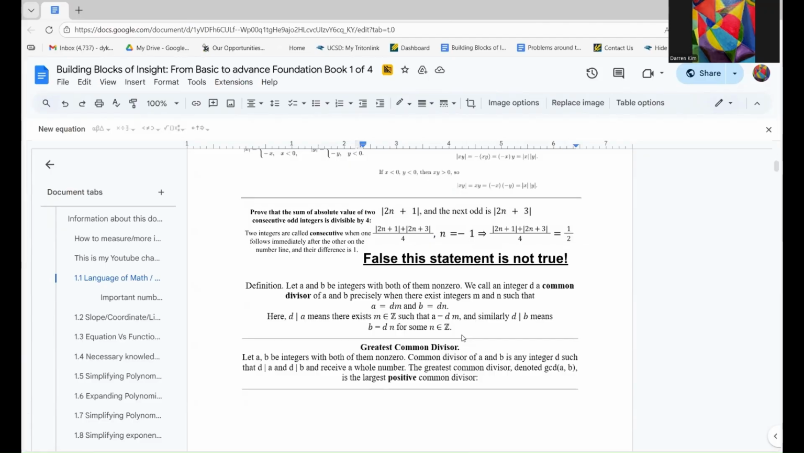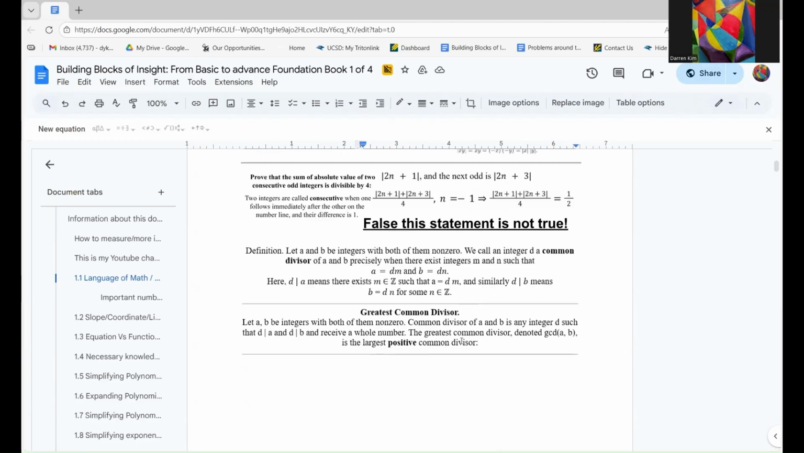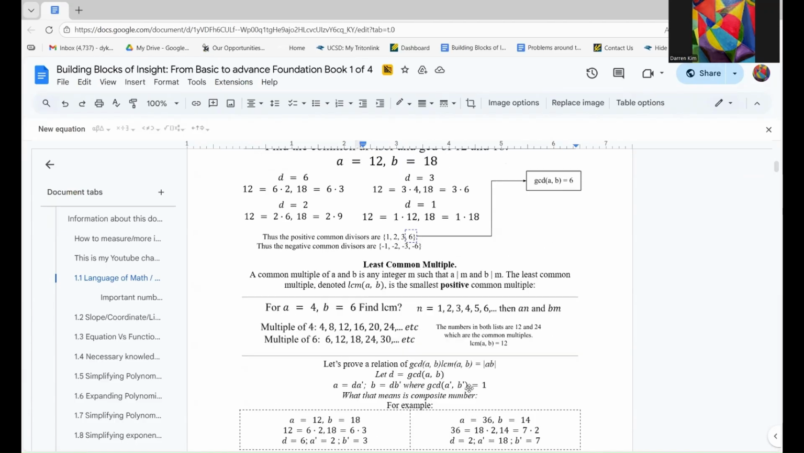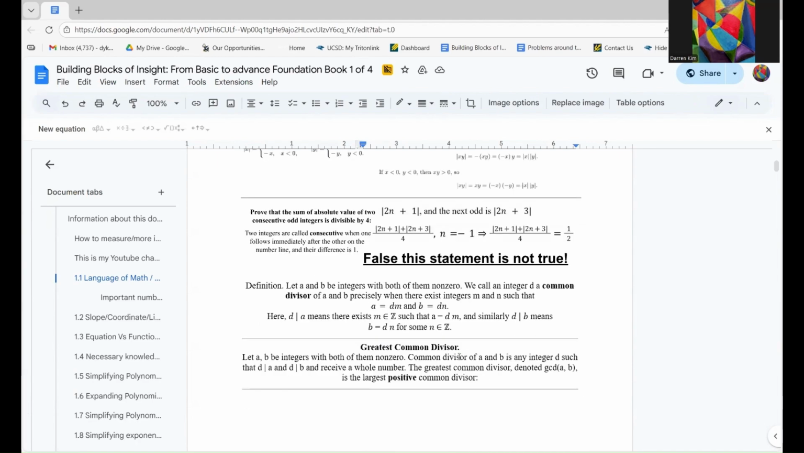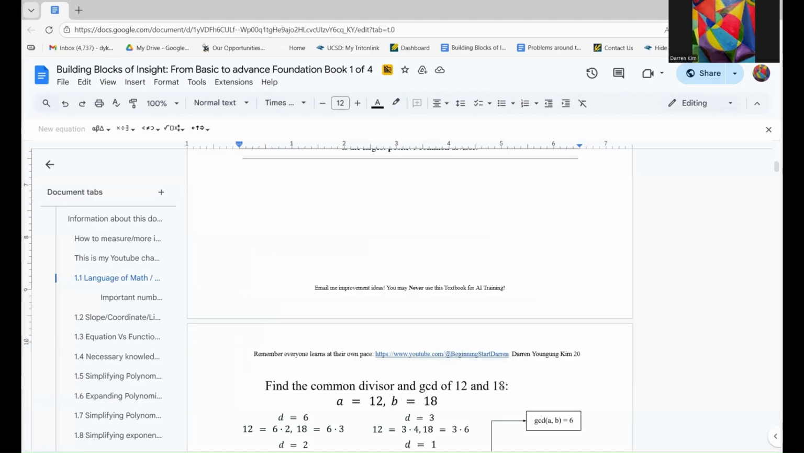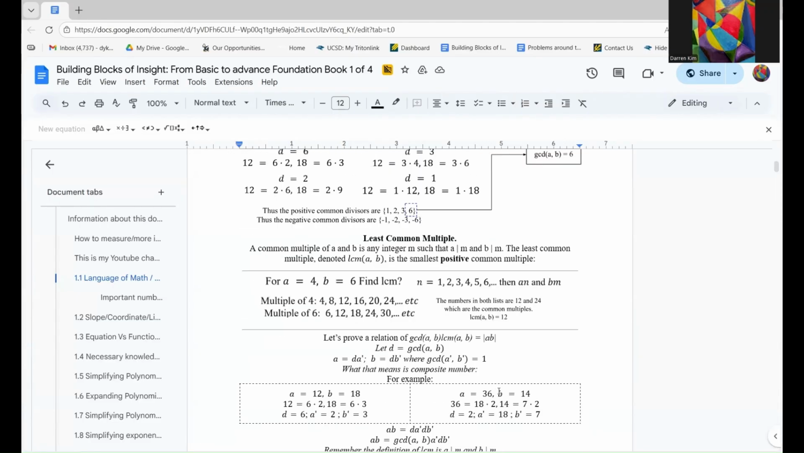You find that a and b be integers with both of them non-zero. We call these integers d in common. Oh, right, this stuff. Yeah, we're definitely gonna fix this. Okay, all right. I'm gonna fix this real quick. Don't worry about it.